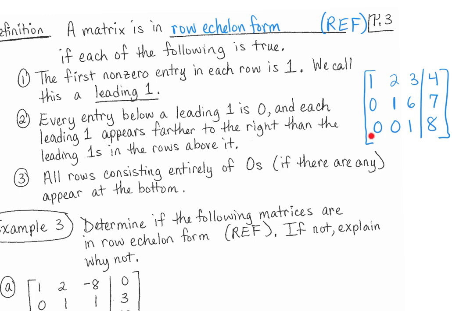Now we move to row 3. We have 0, 0, 1. So the first non-zero entry in row 3 is 1, and this is a leading 1. You got it. We don't have anything below it, but that's fine. So this matrix is in what form? Row echelon form. This is an example of a matrix in row echelon form.